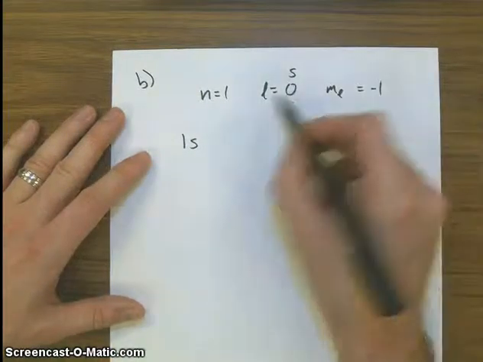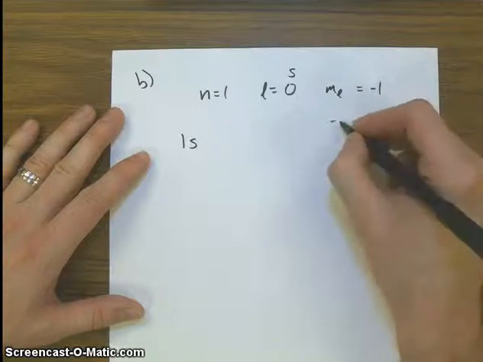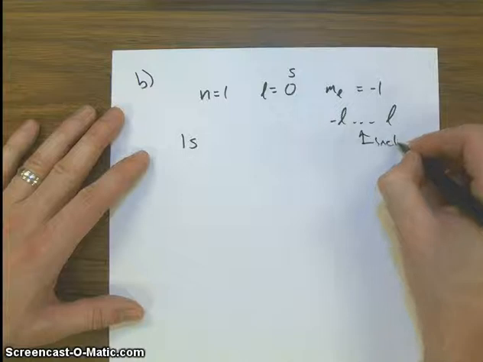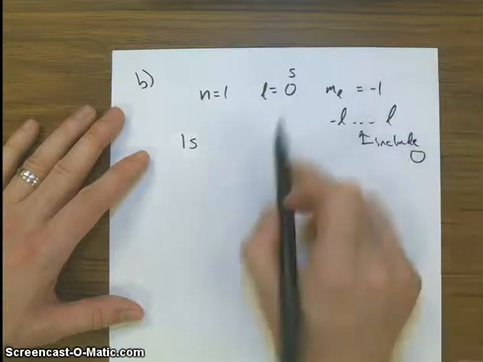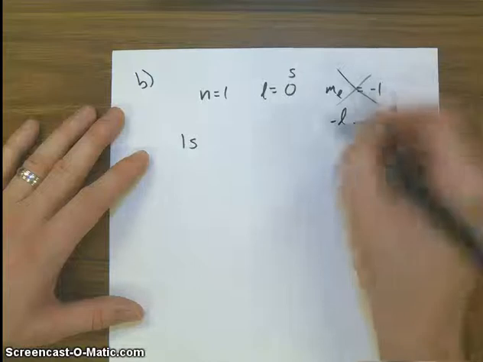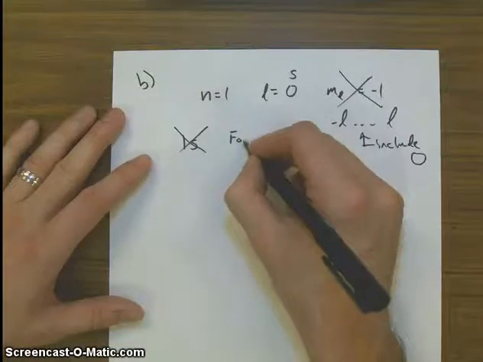Because if L equals 0, remember the magnetic quantum number is negative L all the way to L, but you have to make sure that you do include 0. Well, there is no negative 0 and positive 0. It's just 0. So that doesn't make any sense. There is no such thing. This orbital is indeed forbidden.